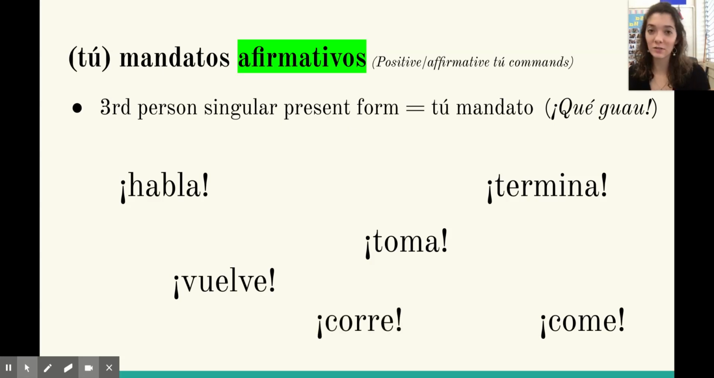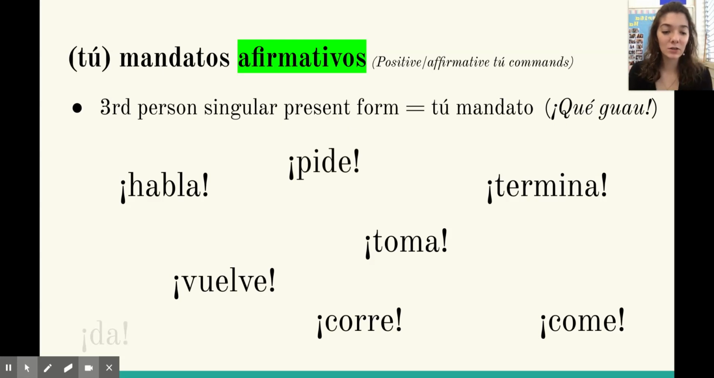Corre, run, get out of here. Pide, ask. And da. You're like, da. German, señorita? No, da. Give. See, give. Da, to give. So if I'm like, da el remoto a tu mamá. Give the remote to your mom. Whatever. See, da. Give. This is it, guys. This is how you make affirmative, meaning positive, meaning do this thing, present tense command for a you informal. See, for a tú. Be careful now. This is for a tú. But that's it. In the affirmative, in the positive sense, it's very easy, very simple.